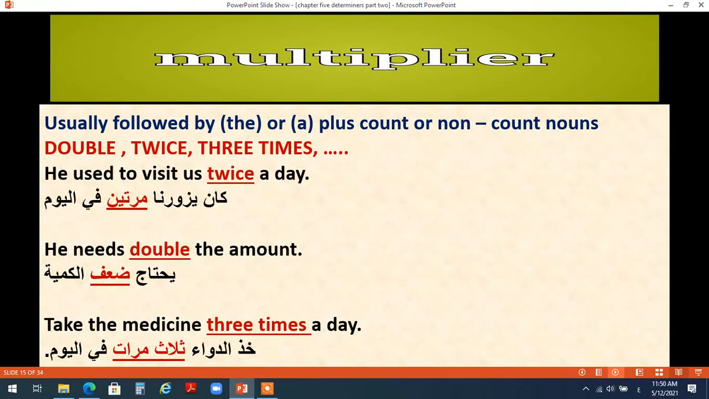For example, he used to visit us twice a day للإشارة إلى عدد مرات الزيارة. كان يزورنا مرتين في اليوم. He needs double the amount. إذا double is a multiplier حتى أوصف الكمية اللي هي ضعف الكمية. For example يحتاج ضعف الكمية. Take the medicine 3 times a day. أيضا للإشارة إلى عدد مرات تكرار شيء معين اللي هو عملية تكرار أخذ الدواء. So for example خذ الدواء 3 مرات في اليوم. So this subclass of quantifiers is called multipliers.